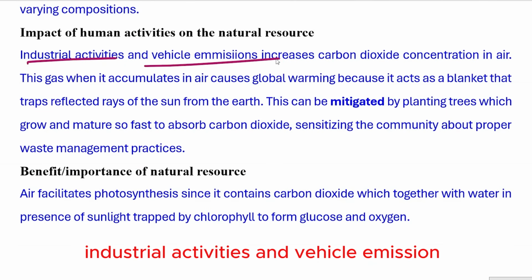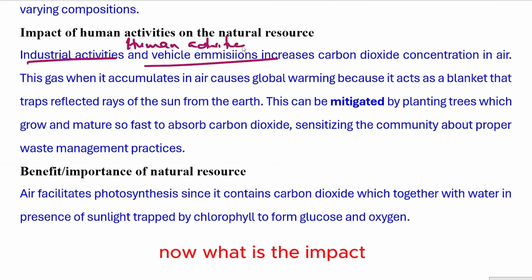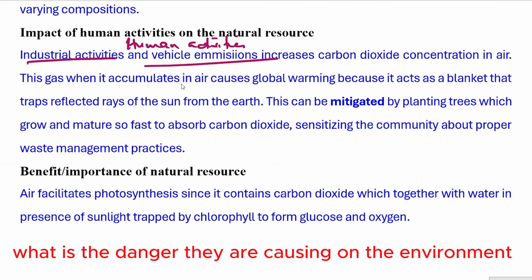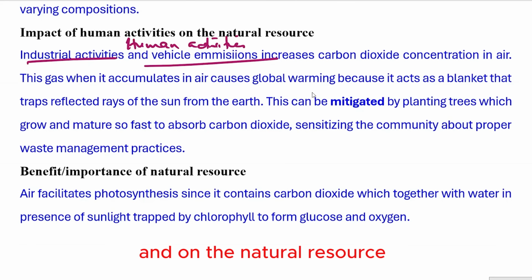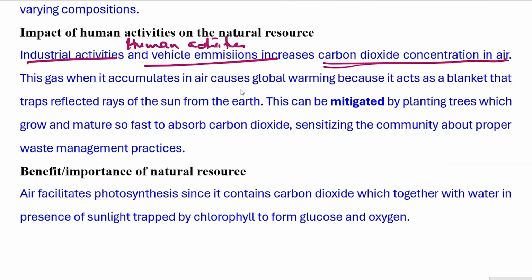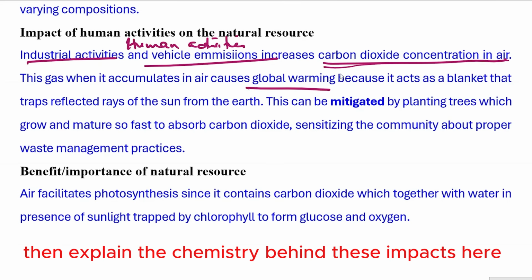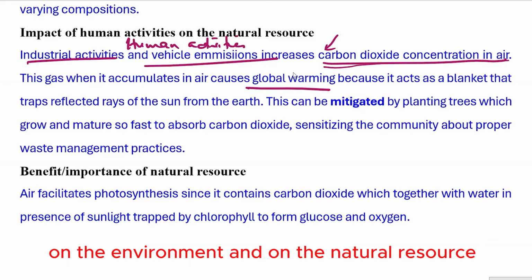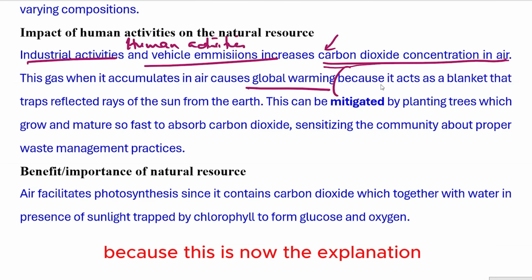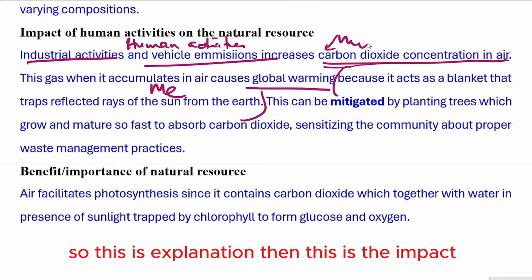So let's look at the impact of human activity. Industrial activities and vehicle emission, these are human activities that were in the scenario. Now what is the impact? What is the danger they are causing on the environment and on the natural resource? Actually, they are increasing carbon dioxide in the air. This is the effect on the natural resource. Then in the environment, they are causing global warming. Then explain the chemistry behind these impacts here on the environment and on the natural resource, because this is now the explanation.